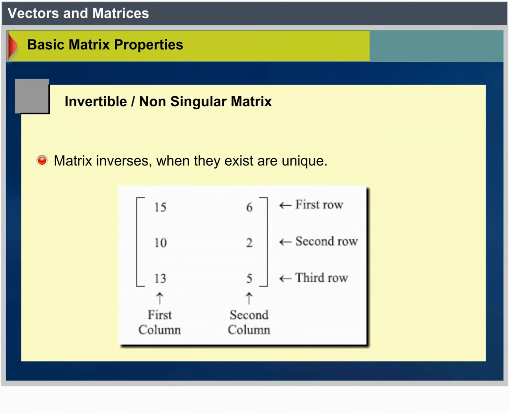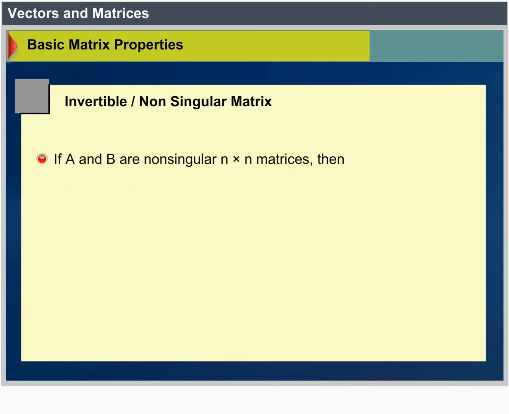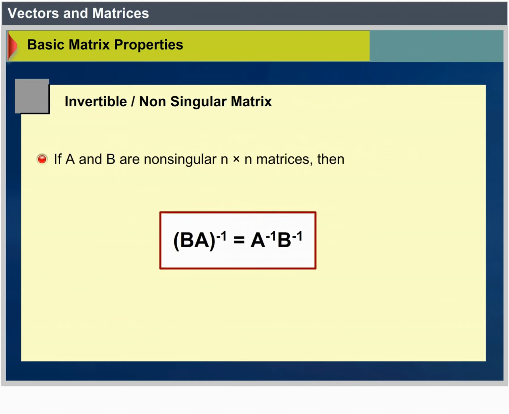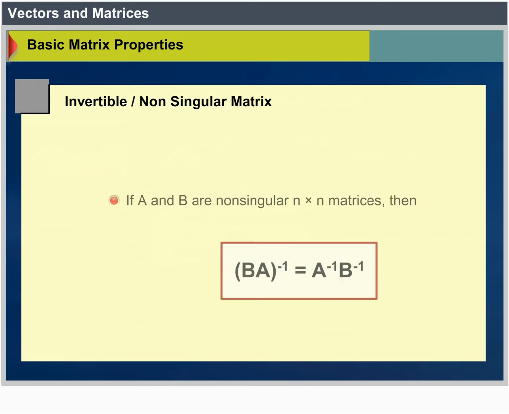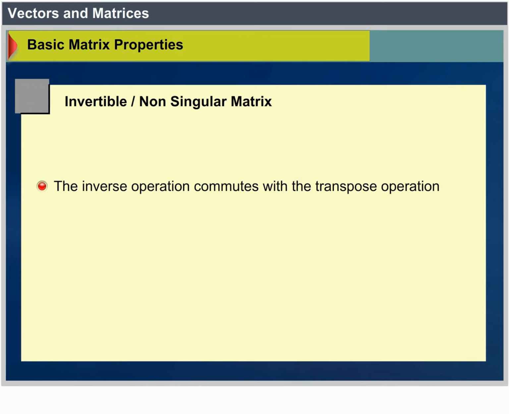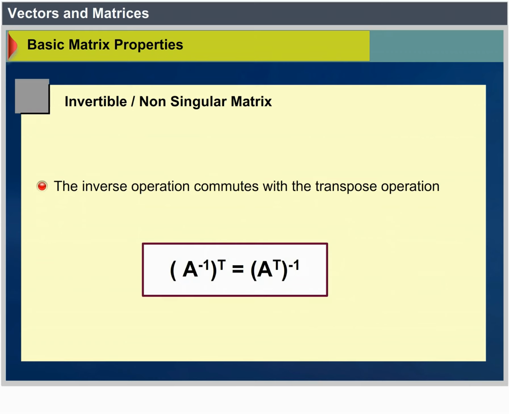If A and B are non-singular n by n matrices, then (BA)^-1 is equal to A^-1 B^-1. The inverse operation commutes with the transpose operation. (A^-1)^T is equal to (A^T)^-1.